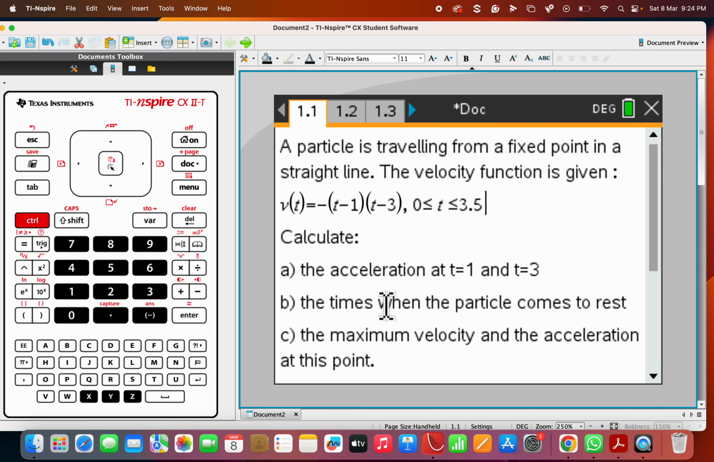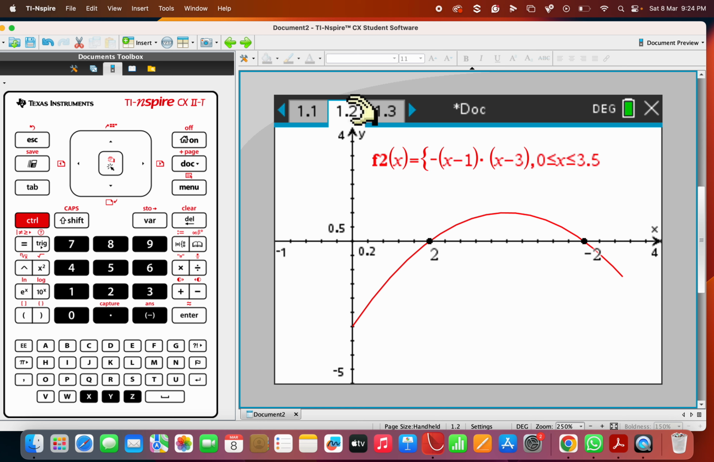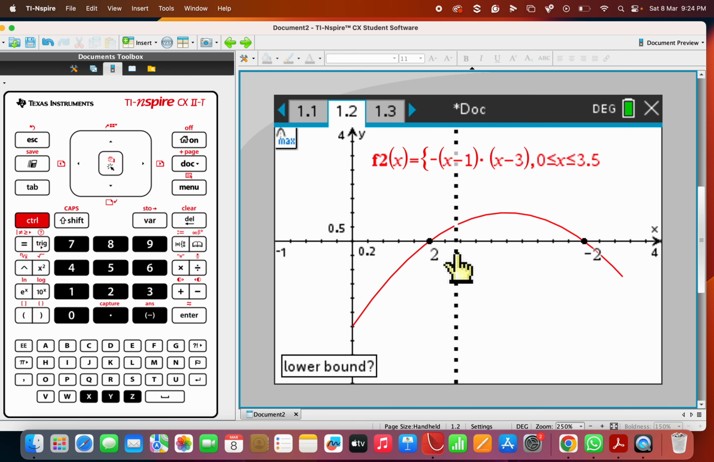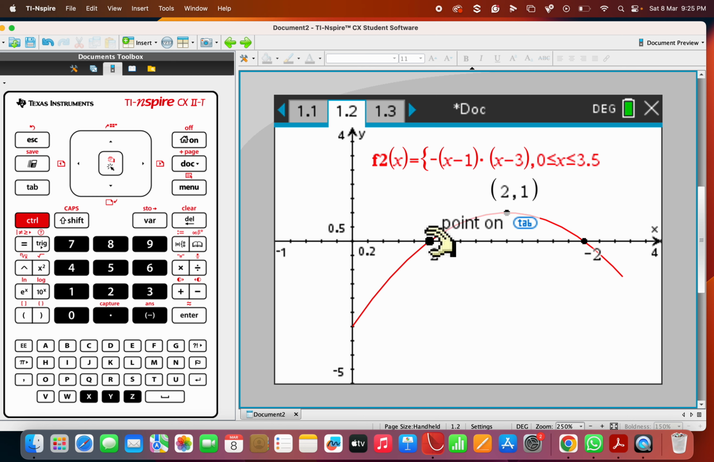B, the times when the particle comes to rest. Well, you can even see from the actual equation, t equals 1 and t equals 3 are the zeros. C, the maximum velocity and the acceleration at this point. So maximum velocity, menu, analyze graph, maximum. Click, click, and that makes sense that the zeros are here at t equals 1 and t equals 3, and the symmetry with t equals 2, the maximum velocity equals 1.